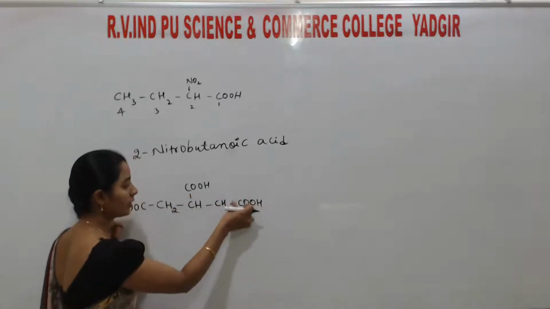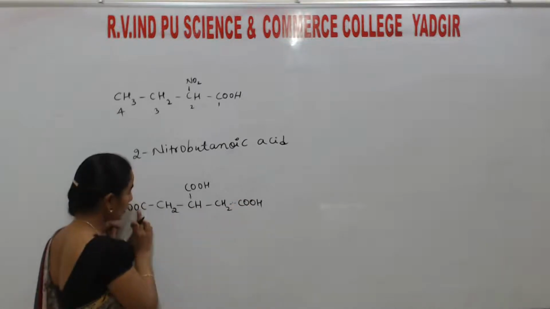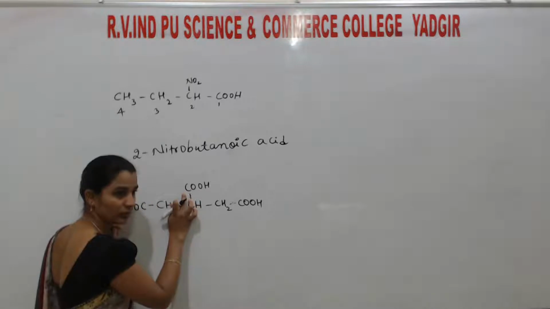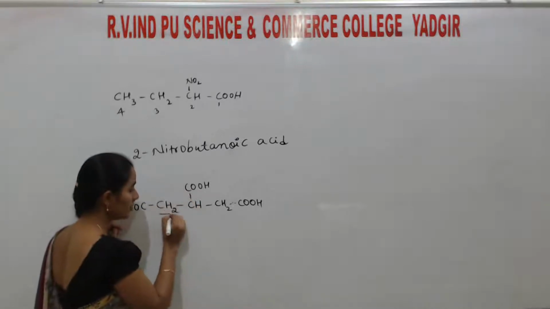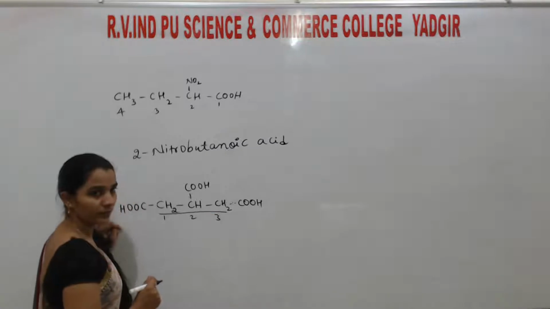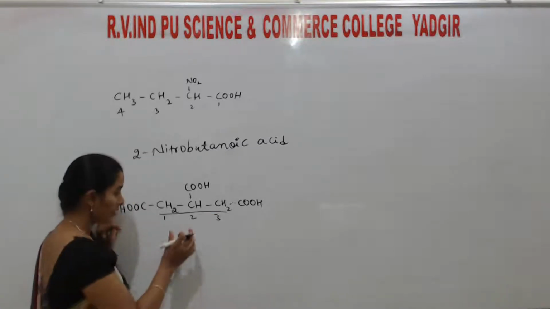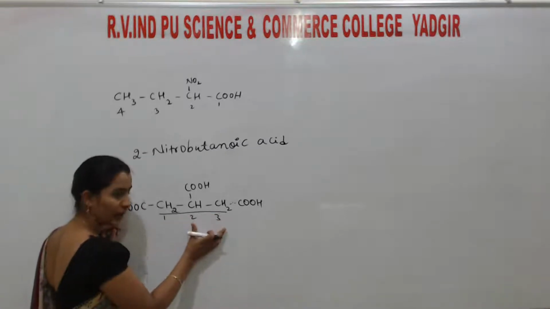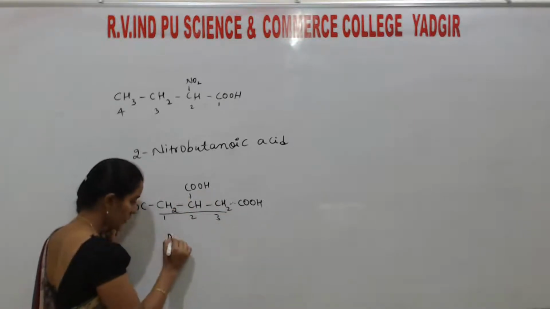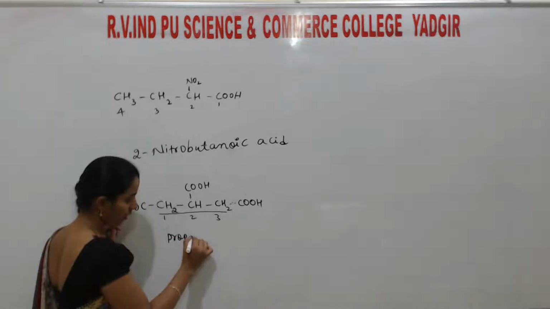If we have to consider each carbon atom, 1 2 3 4 5, we have to consider this one also. Okay, at that time this is the parent chain, that is 1 2 3. This means propane is the parent chain, and these 3 are the functional groups, that is propane.